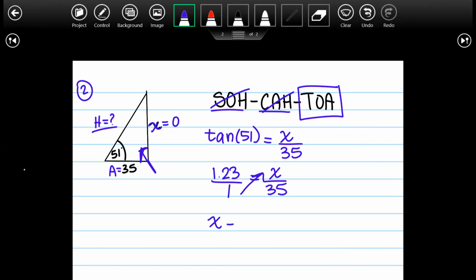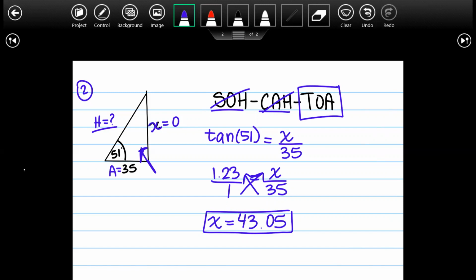I'm going to eliminate a lot of my work here and not really show the multiplication and stuff, just show the answers. My apologies, but I want to get through problems. That's 43.05. Remember them? Cool. Sohcahtoa, that's what we got to do.